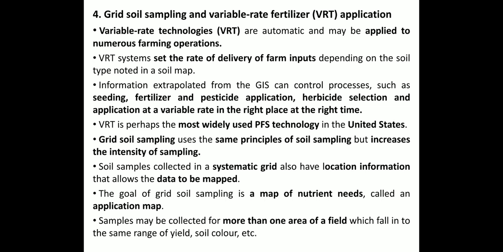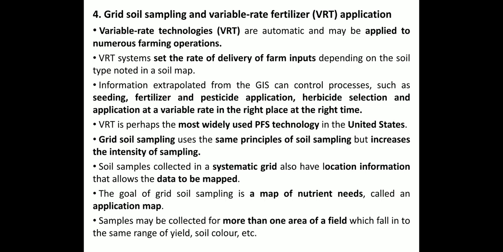Grid soil sampling uses the same principle as soil sampling, but it increases the intensity of sampling. That is, in grid soil sampling, soil samples are collected from the field at every point of a grid, so the intensity of collection is more than regular soil sampling. As the soil samples are collected in a systematic grid, they also carry location information that allows the data to be mapped.